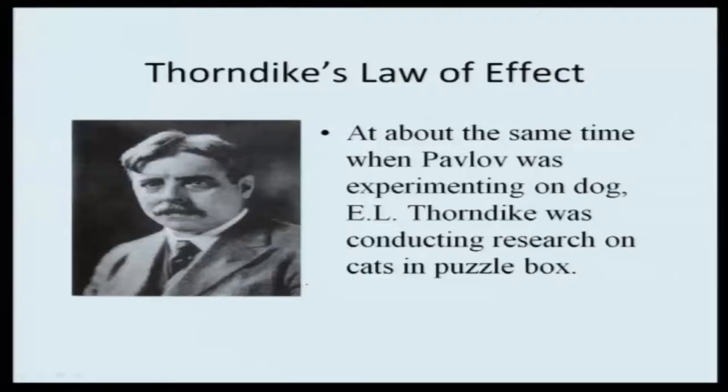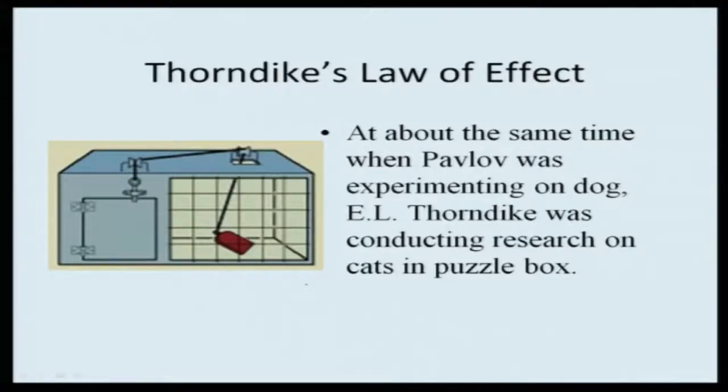Around the same time when Pavlov was doing experimentation on dogs, E. L. Thorndike was conducting a similar type of research using cats, and this was being done in a puzzle box. Now, this was the puzzle box. The mechanism was very, very simple. A cat was put here in the cage. The cat was supposed to press this lever, and the moment this lever is pressed, this door will fling open and the cat can come out.